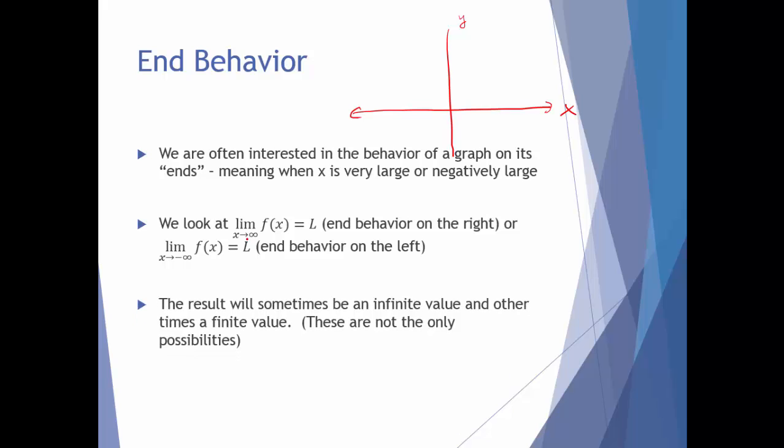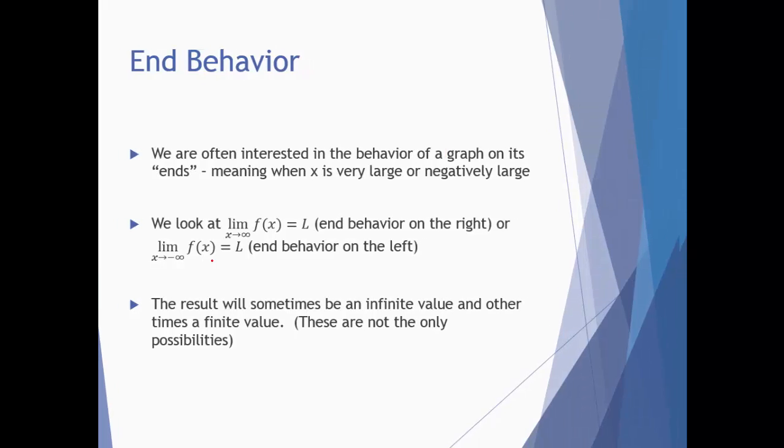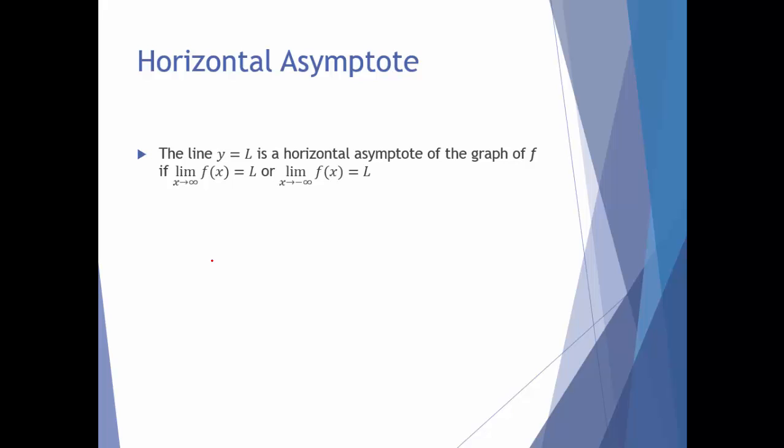Now the result will sometimes be an infinite value, other times it will be a finite value, but those are not the only possibilities. It could also not exist at all. But when we take that limit as x approaches infinity, it tells you what your graph does on the right. And when you take the limit as x approaches negative infinity, it tells you what your graph does on the left. If you happen to get a finite value when you take a look at this limit, what you're actually looking at is the horizontal asymptote of your particular graph.